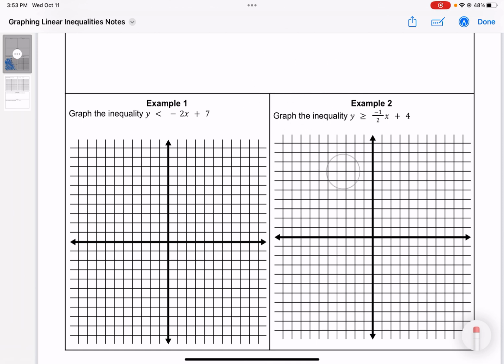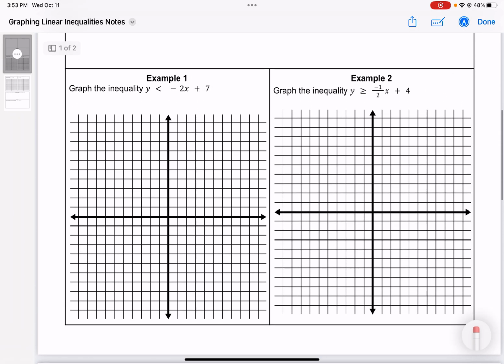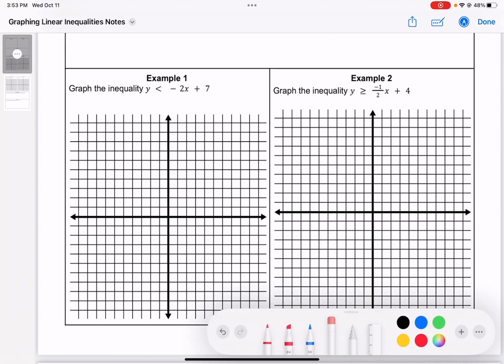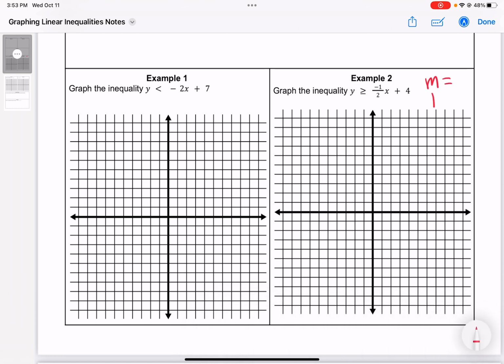All right, let's move on. We'll do another example here, Example 2, before you try some on your own. Okay, right here in red. Again, still a linear function that we have here.